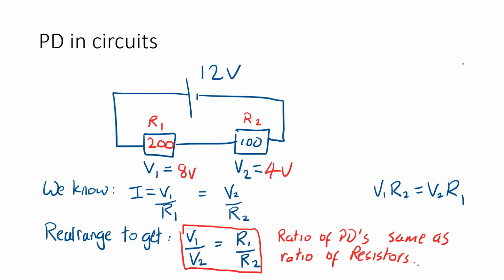So what we get is V1 over V2 equals R1 over R2. And we can see from that the ratio of the potential differences, V1 to V2, is the same as the ratio of the resistors, R1 to R2. Let's just check our example. Does that work? V1 to V2 is 8 over 4, which is 2. R1 over R2 is 200 over 100, which is also 2. So it works, and that's a helpful relationship. This, by the way, isn't given in the formula sheet, so it's a helpful one to learn.